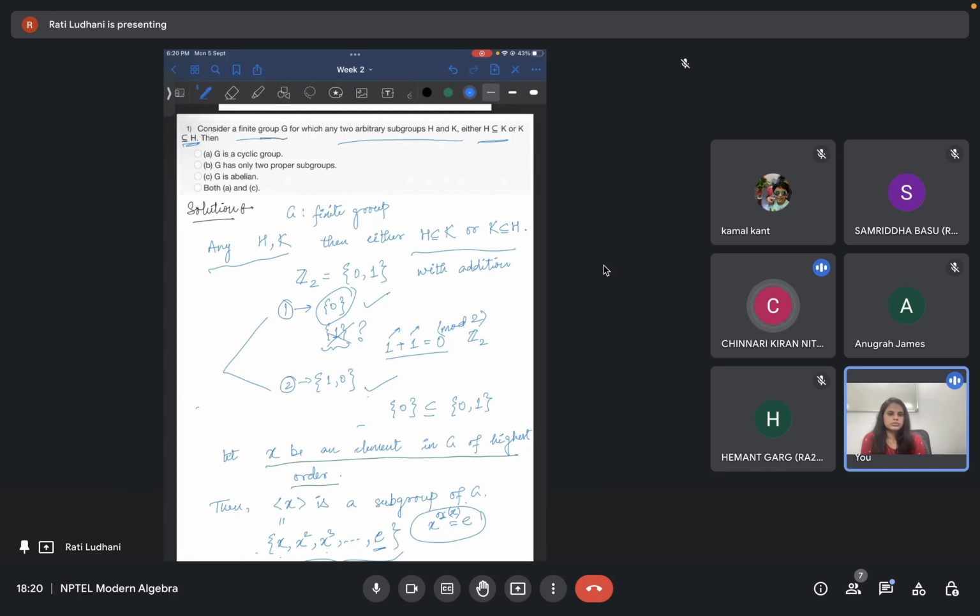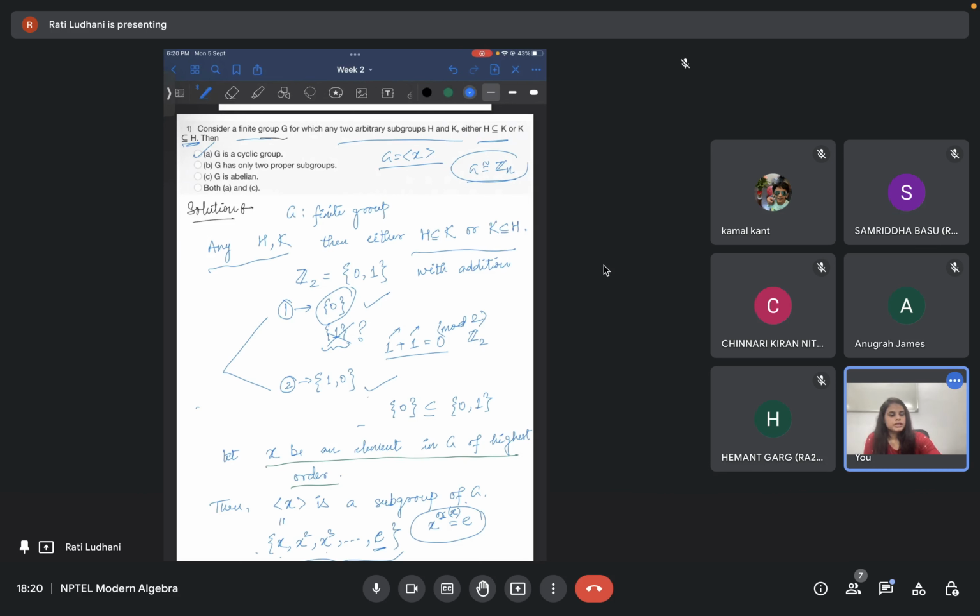What can you conclude? G is cyclic, exactly, because G is turning out to be the set generated by x. Cyclic means it is generated by x, or you can write it as G is isomorphic to Zn. This is also a way to write it. It is a finite group, and it's just generated by one element, so it is cyclic.